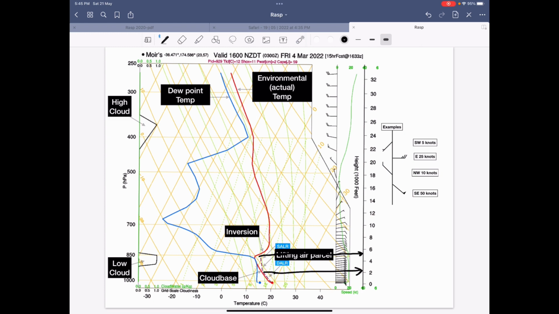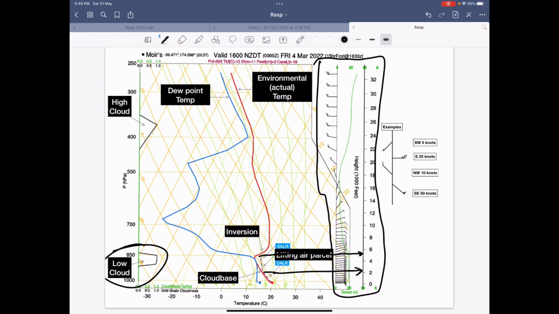That's reflected on the left as well with the low cloud. And I want to look at the wind, which is in this area here. And off this line here we've got lots of lines and barbs, and that gives us the wind strength and direction. So for example, right up the top here we've got a westerly 30 knots, and right down here about 8,000 feet we've got an easterly 10 knots, and there's some examples there to show you how to read it.